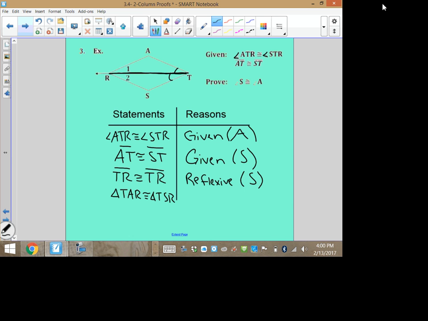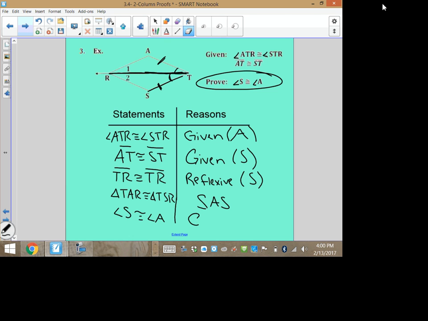And what order do I have? I have that AT is congruent to ST. So I have side, and then I have an angle, and then I have a side. So I have side, angle, side. But note that I was trying to prove that angle S is congruent to angle A. And so now we can think back. If I know that my triangles are congruent, I know that my corresponding parts are congruent. So I can put my corresponding parts, CP, so corresponding parts of congruent triangles are congruent.